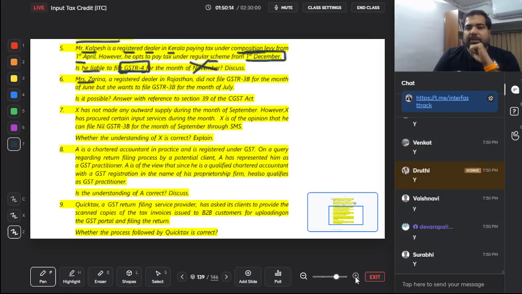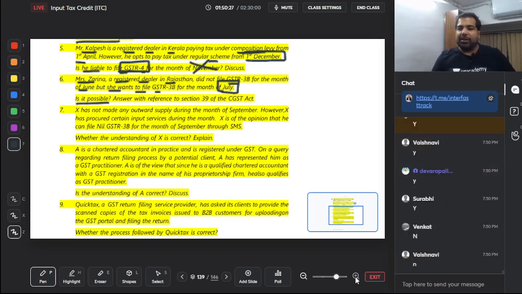Next, Mrs. Zarina, a registered dealer in Rajasthan, did not file GSTR 3B for the month of June, but she wants to file GSTR 3B for the month of July. Very smart. Can you do that, guys? No. Return of 1 month can only be filed if the return of the previous months have been filed.